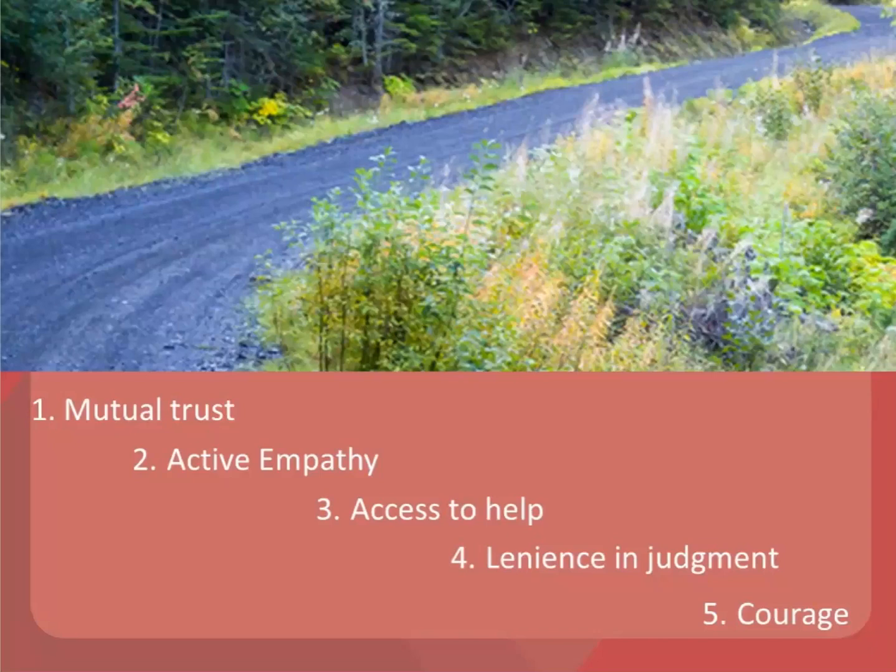The fourth is lenience and judgment, and what the authors are referring to here is not being too harsh when people make mistakes. If we're too harsh when somebody makes a mistake, people stop reporting mistakes. They stop raising their hand to say that they've made a mistake. And so we really need to work to be more lenient in judging others. And then the fifth is courage. We need a lot of courage to run our agencies.